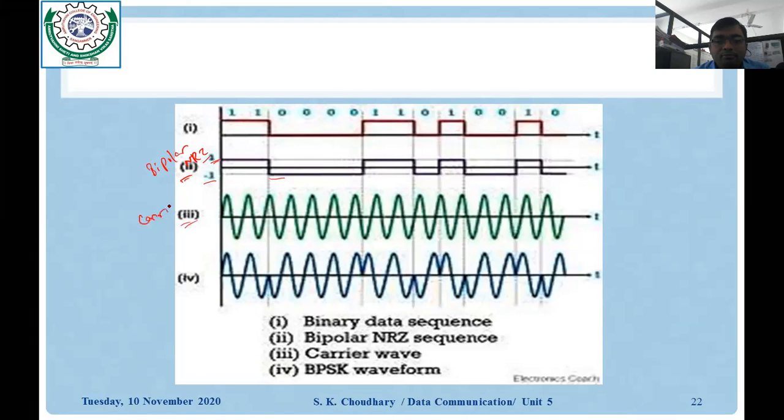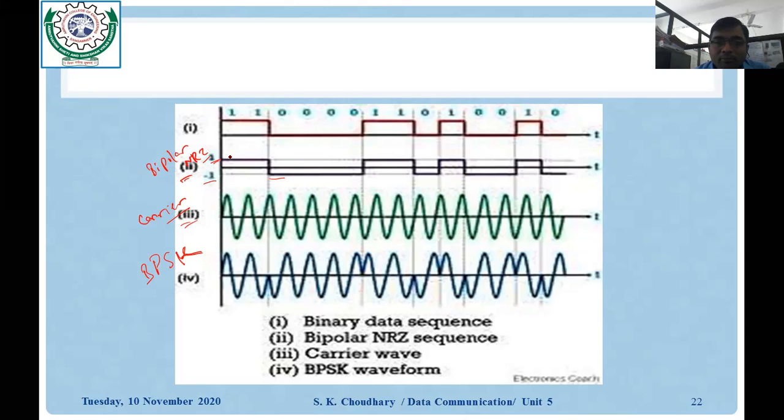It is a carrier signal that has high frequency, a sinusoidal signal of fixed amplitude. Finally, when the bipolar NRZ signal and the carrier signal are passed through a product modulator and mixed, you get the PSK signal, or you can say BPSK, because we are dealing with binary symbols. So you can see the phase of the carrier is changed according to the incoming message symbols.